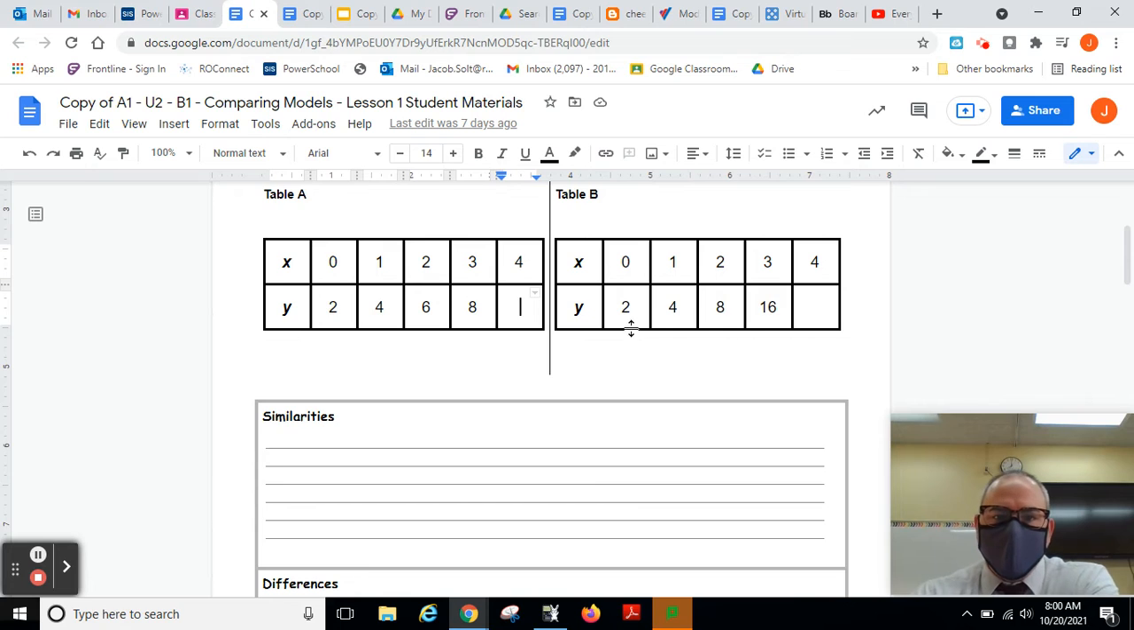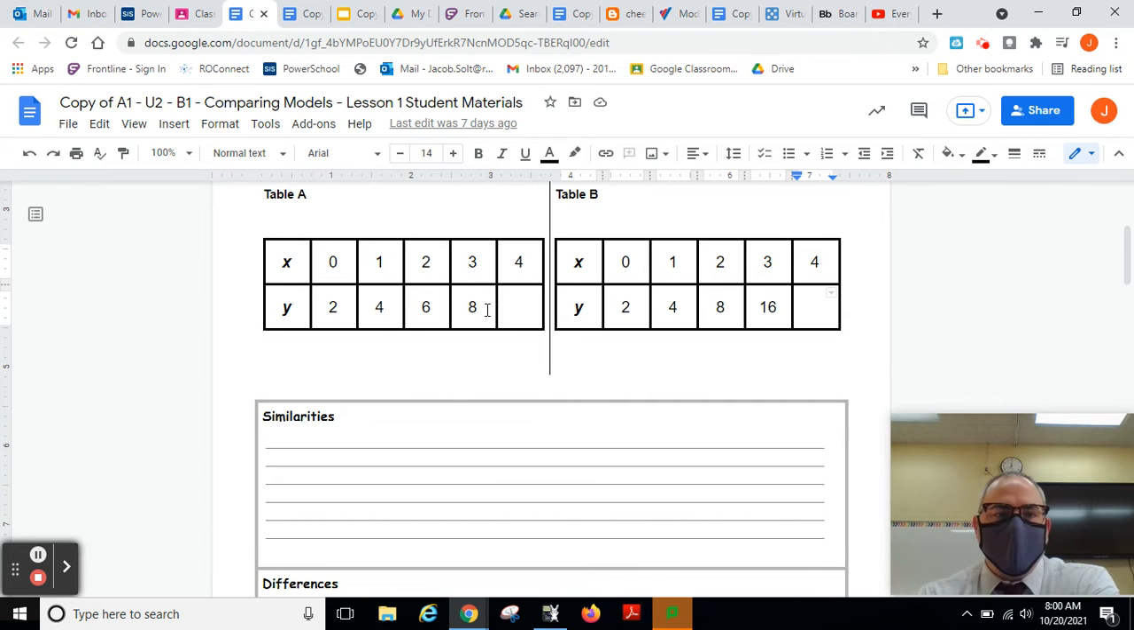Are we looking at a multiple here? 2 to 4, we'll multiply. 2 times 2 is 4. 4 times 2 is 8. 8 times 2 is 16. So the number that's missing right here is going to be 16 times 2. This table right here is multiplying. This table right here is adding, right?